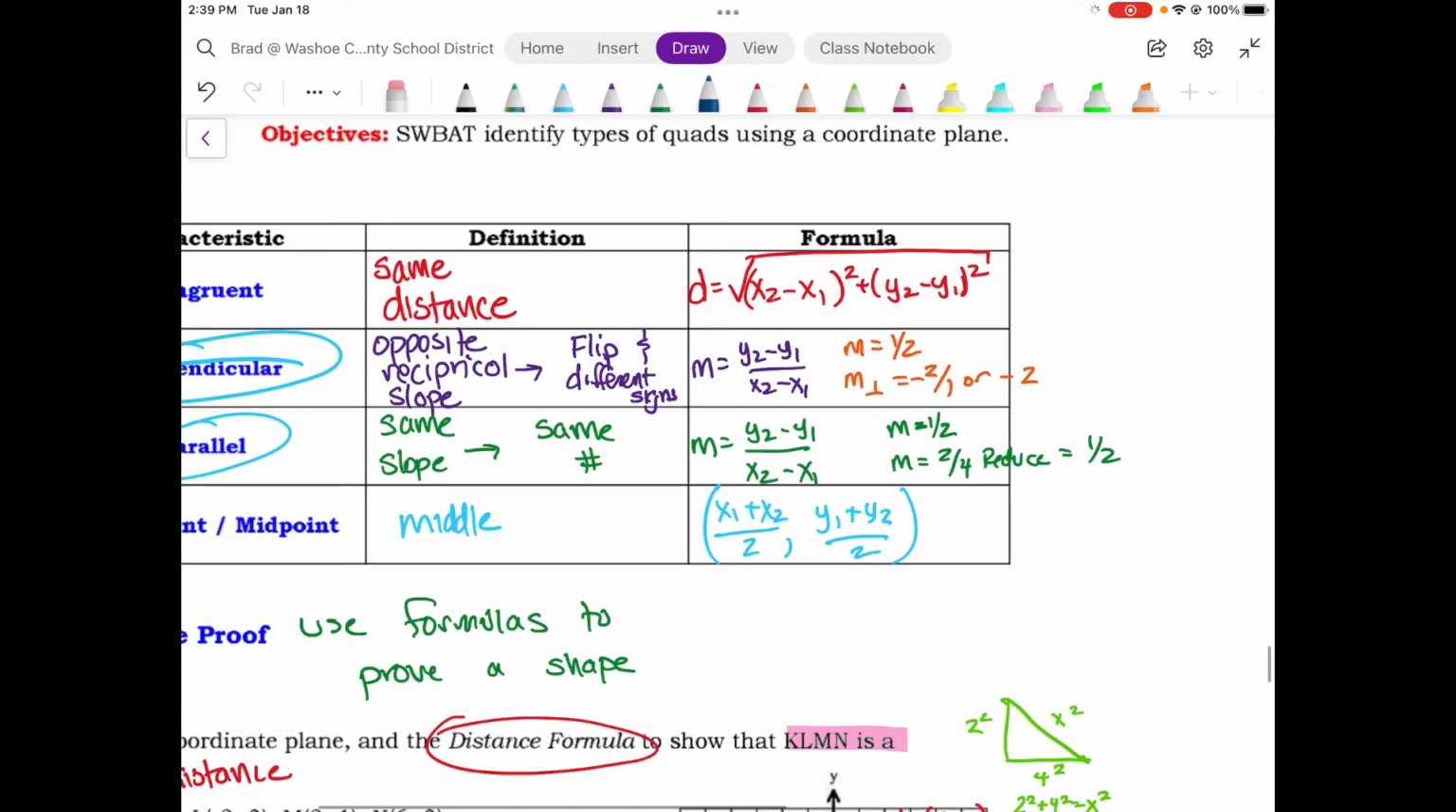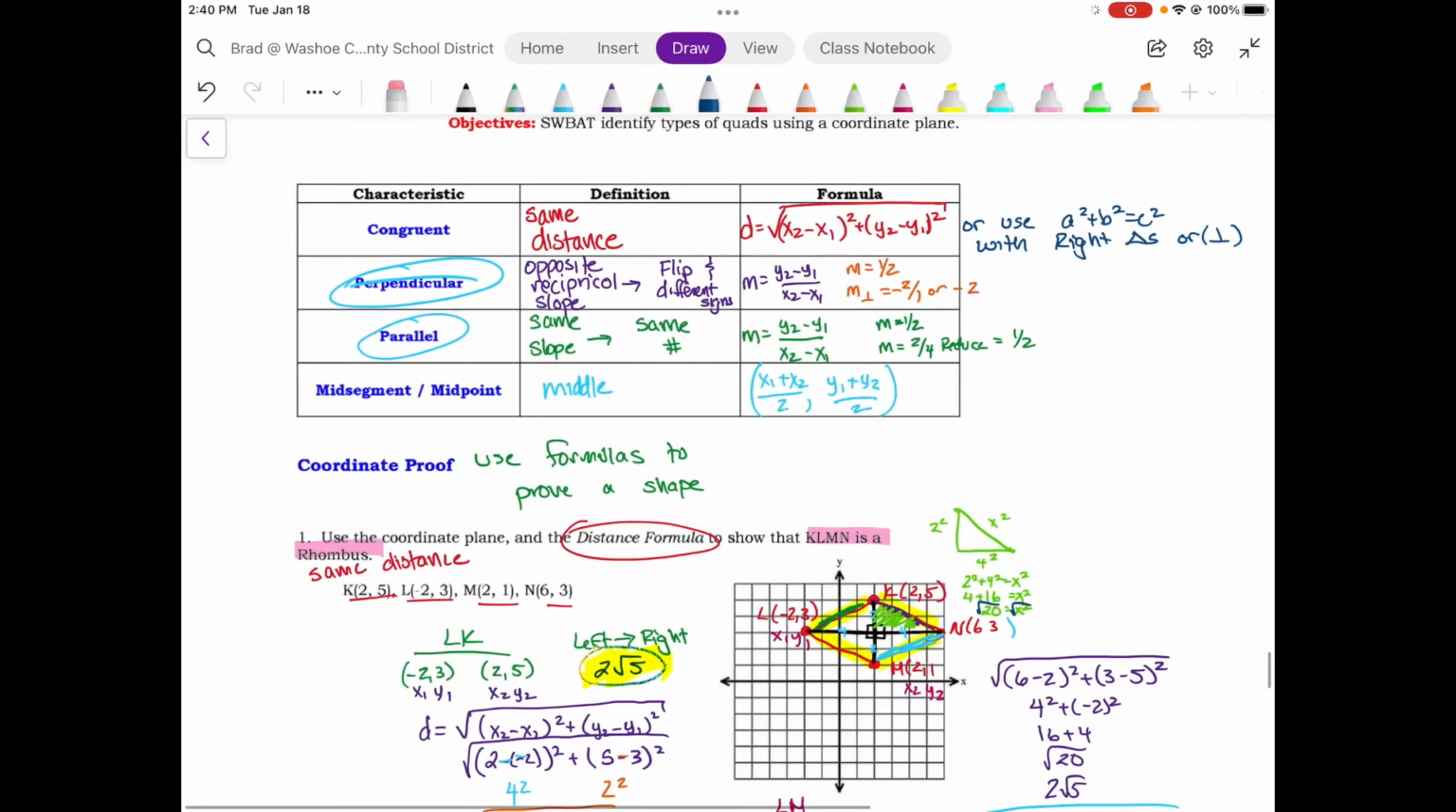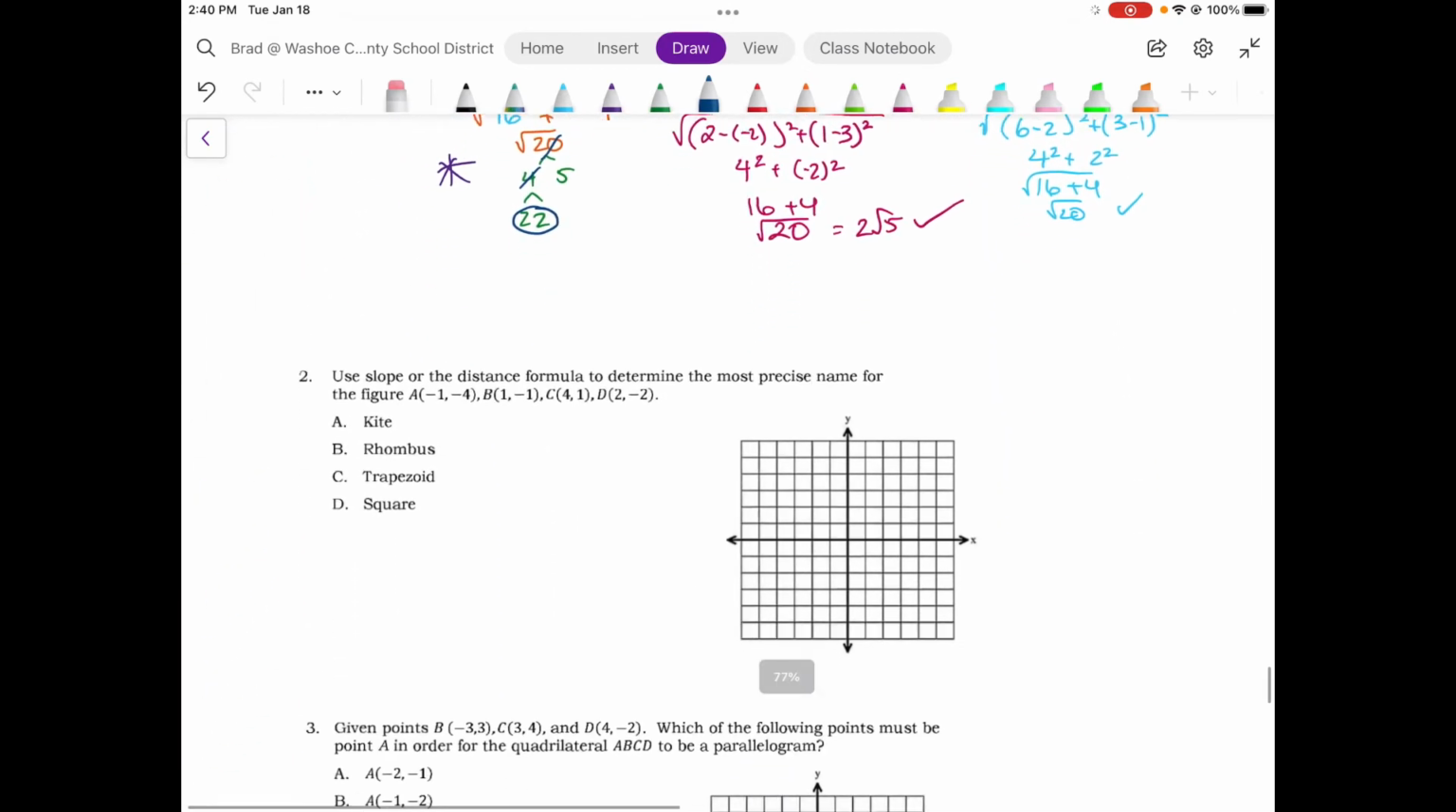Boom. So I'm going to go ahead and amend these notes. So not only can you use the distance formula, but you can also use a squared plus b squared equals c squared with your right triangles. Or I'm going to write my perpendicular sign right there. So add that to your toolkit, because that will be helpful. All right. If you need to go ahead and do that again, feel free to do it.